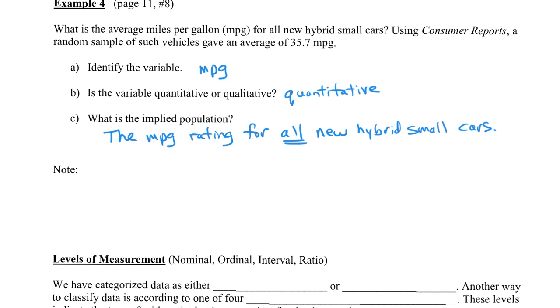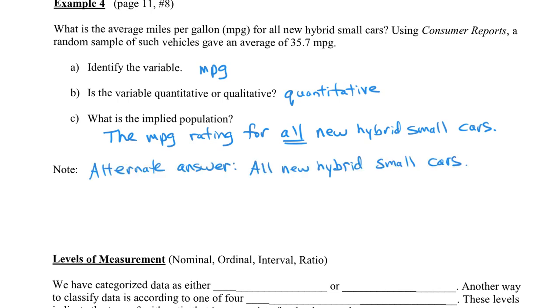Remember I mentioned that there's another way to do this. It's more of a typical way you would see. The implied population would just be all new hybrid small cars. So if you wanted to call the population all new hybrid small cars, that would be just fine too. That's the way that most textbooks would define the population. Because again, remember, our textbook wants us to use the variable as part of the population or the sample. But for our class, you can do it either way.